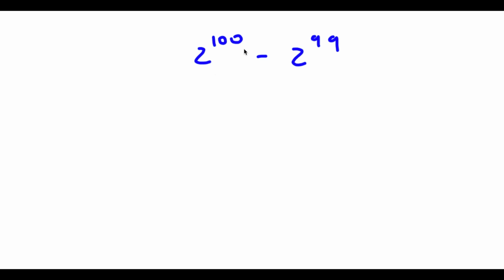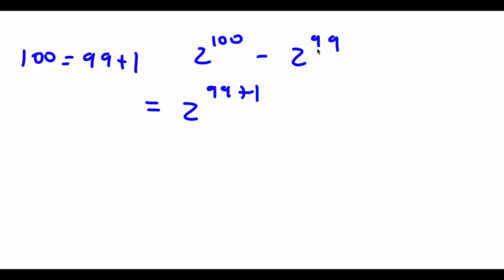Alright, so I have 2 to the power of 100 minus 2 to the power of 99. Now 2 to the power of 100 is the same thing as 2 to the power of 99 plus 1, because 100 is equal to 99 plus 1. So I have 2 to the power of 99 plus 1 minus 2 to the power of 99.